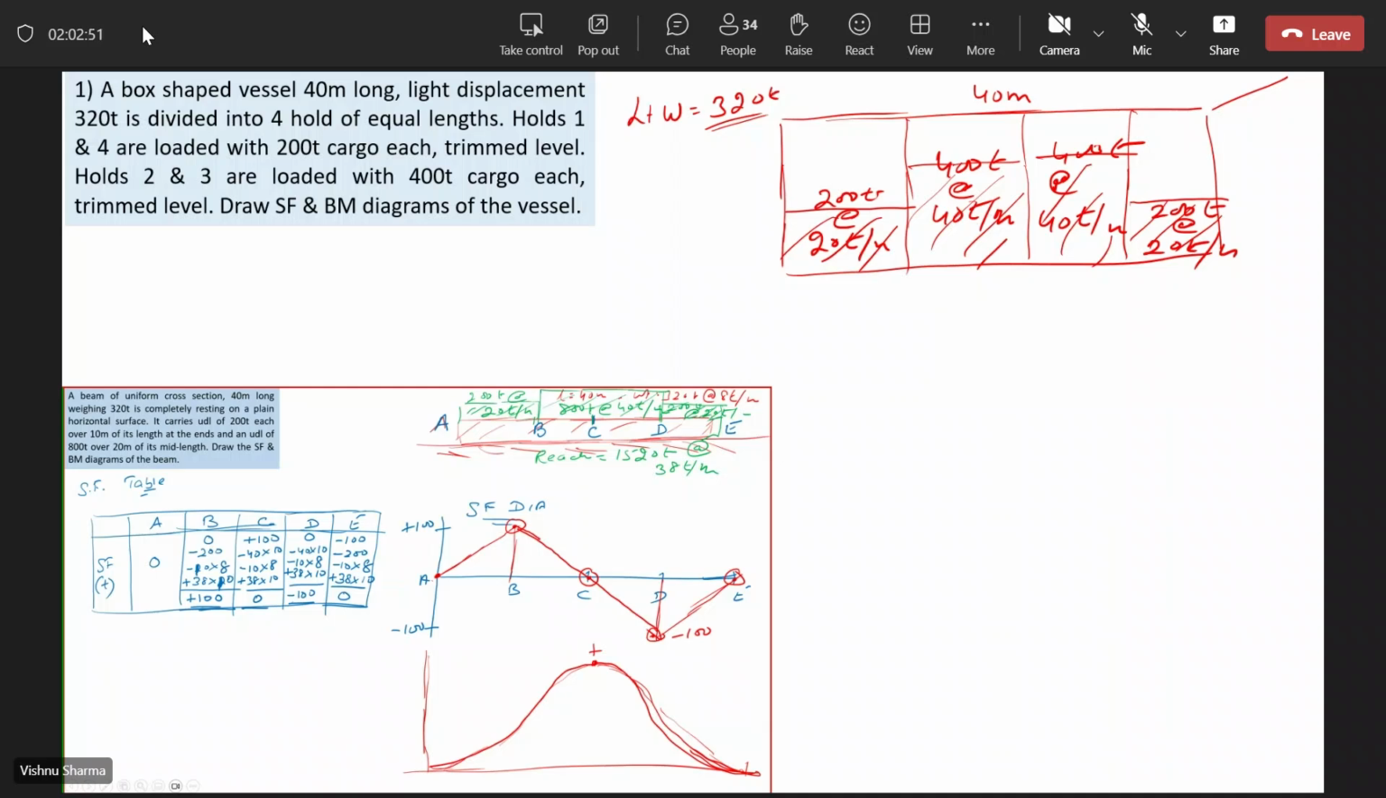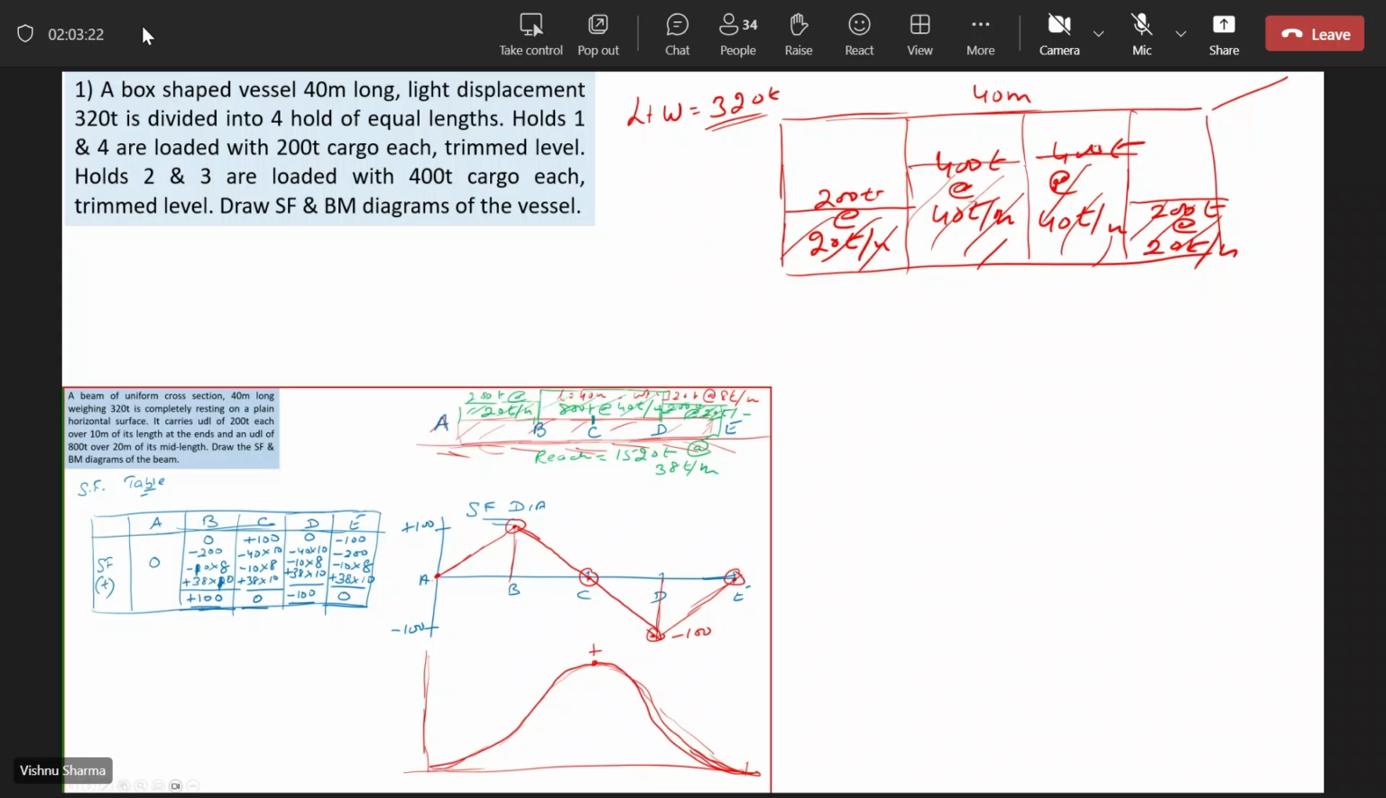I know in a ship, light displacement is not uniformly distributed. Why? Somewhere you'll have machinery. Somewhere you'll have cargo gear. Somewhere you'll have winch and windlass mooring gear. Somewhere the thickness of the plating will be more, somewhere less. Somewhere the frames will be closer, somewhere far apart. So if you say in a ship the light displacement is not uniformly distributed, you are 100% correct.